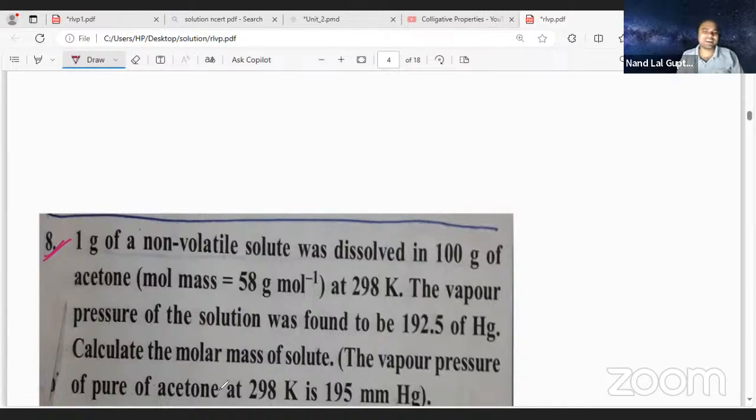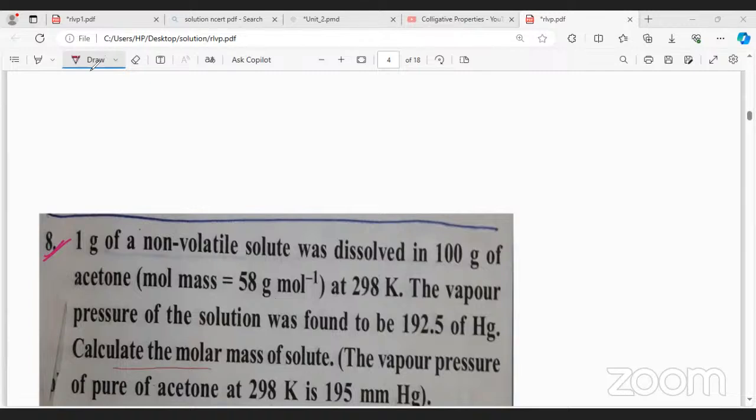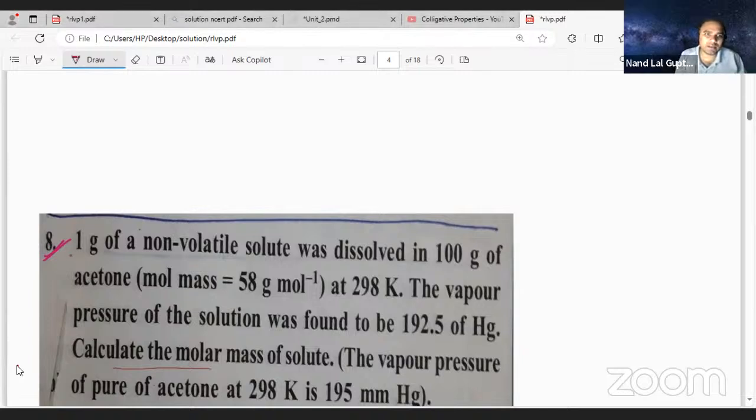You read the question. They are asking to calculate molar mass only. Molar mass of solute, okay. Solute means M2, we have to find. I am writing here 1 gram non-volatile solute, so W2 is 1 gram. In 100 gram of acetone, so W1 is 100 gram. Obviously M1, acetone, CH3COCH3. The molar mass is already given: 58 gram per mole.